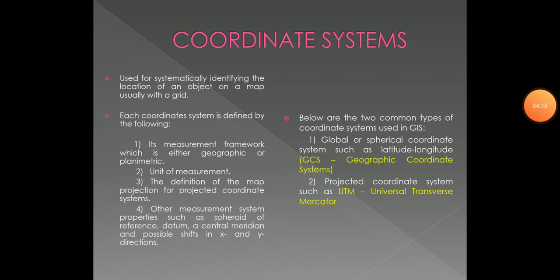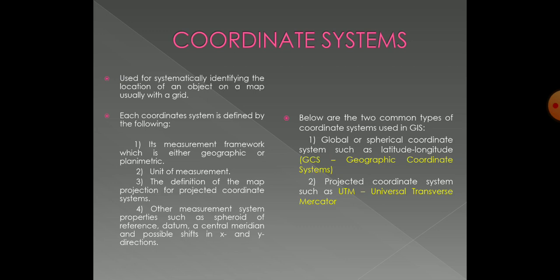Coordinate systems are used for systematically identifying the location of an object on a map, usually with a grid. The simplest coordinate system is a duplicate in computer spreadsheet with columns and rows. Each coordinate system is defined by the following factors. Number one, its measurement framework, which is either geographic or planimetric.